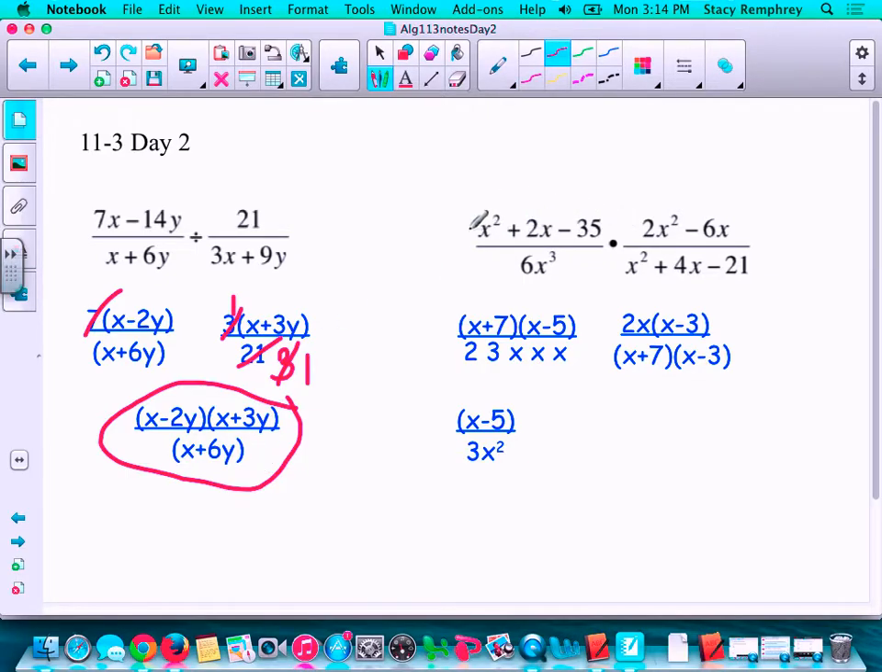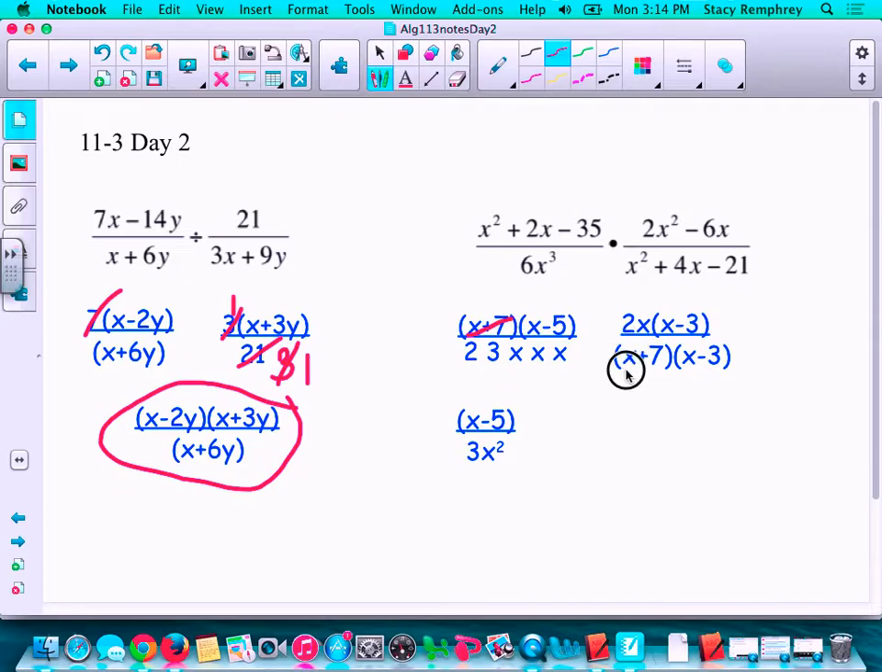In this one, I factored the top left, as you can see here. I took the 6x cubed, which some of you won't need to do, but I broke that into its primes, 2 times 3, and then x for the x cubed. Over here, I factored out the greatest common factor of 2x, and in this denominator, I factored it into two binomials. And then I'll cancel again.